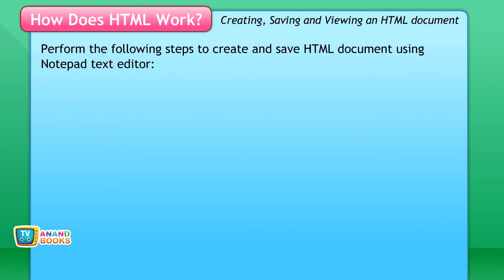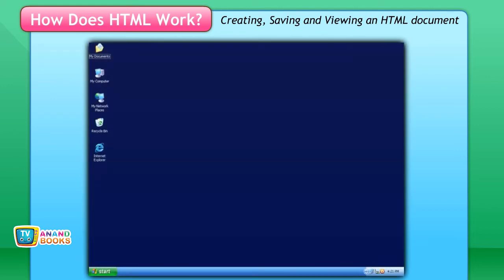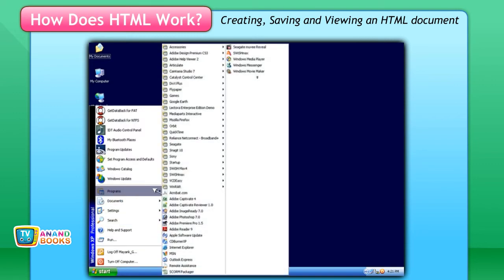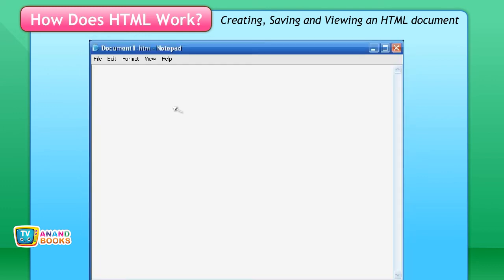Perform the following steps to create and save an HTML document using Notepad text editor. 1. Click Start, All Programs, Accessories, Notepad. The Notepad window appears.